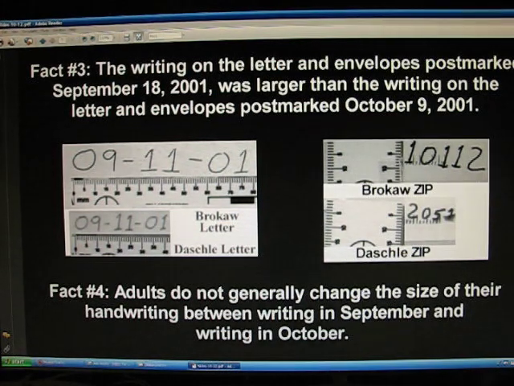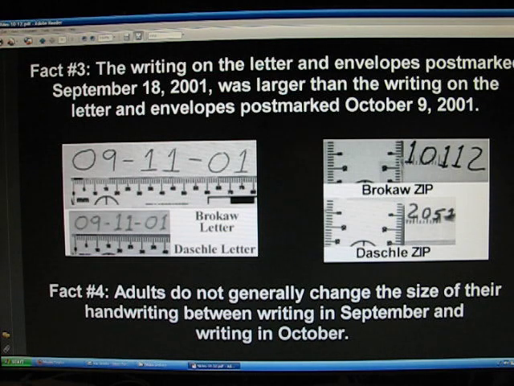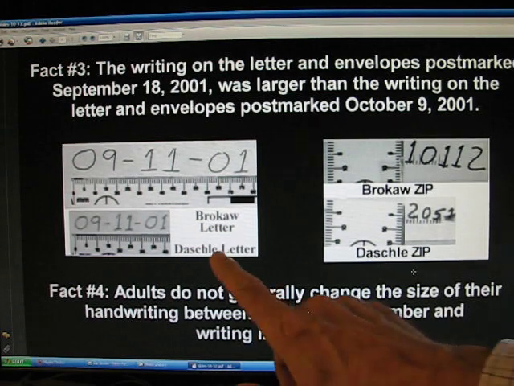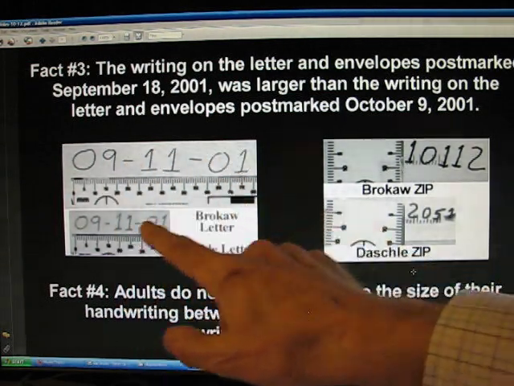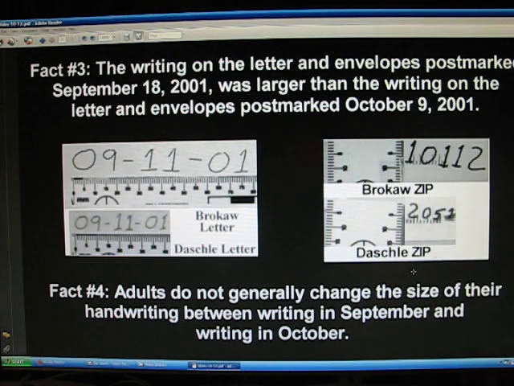So, fact number 3: the writing on the letter and envelopes postmarked on September 18, 2001 was larger than the writing on the letter and envelopes postmarked on October 9, 2001. Very clearly. Even the date and these zips are very clear. So fact number 4: adults do not generally change the size of their handwriting between writing in September and writing in October.